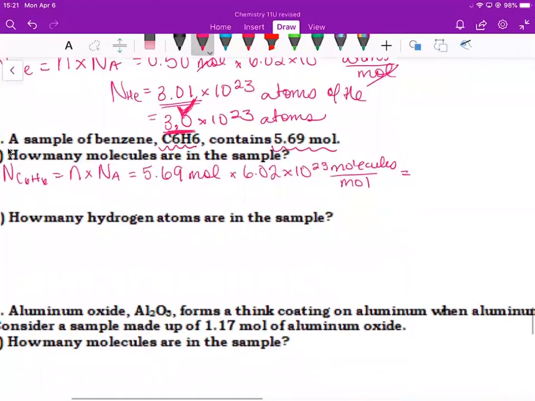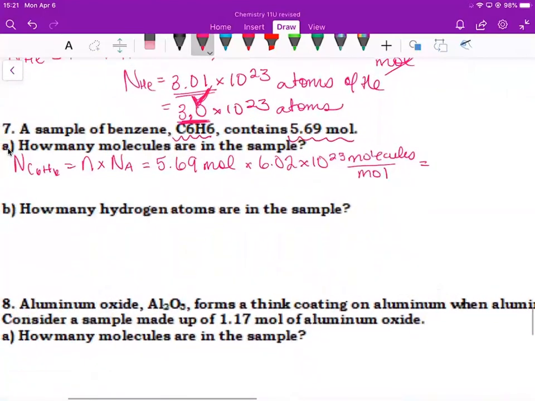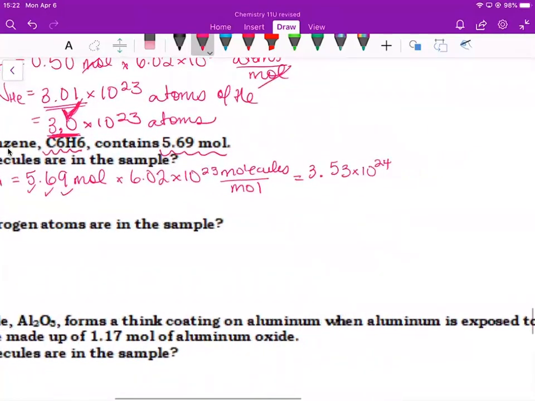So going back to number 7. How many significant digits do I have? 1, 2, 3. So my final answer should have 3 significant digits. I get 3.5278 times 10 to the 24, so that would be 3.53, rounding that last number up, times 10 to the 24. And what is this that we are calculating? Molecules of benzene, C6H6.